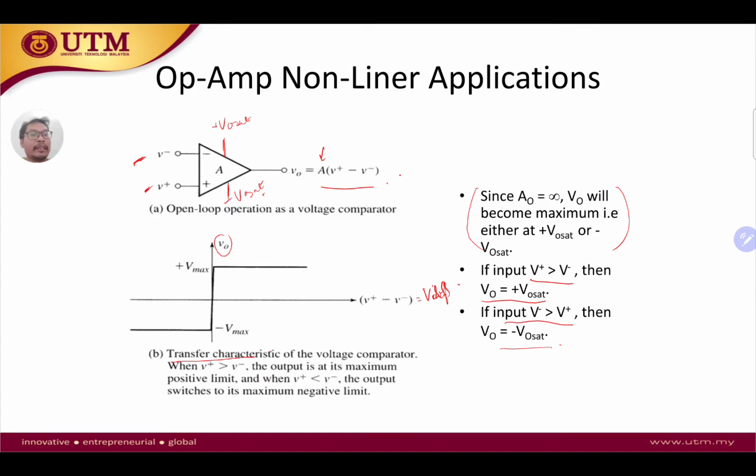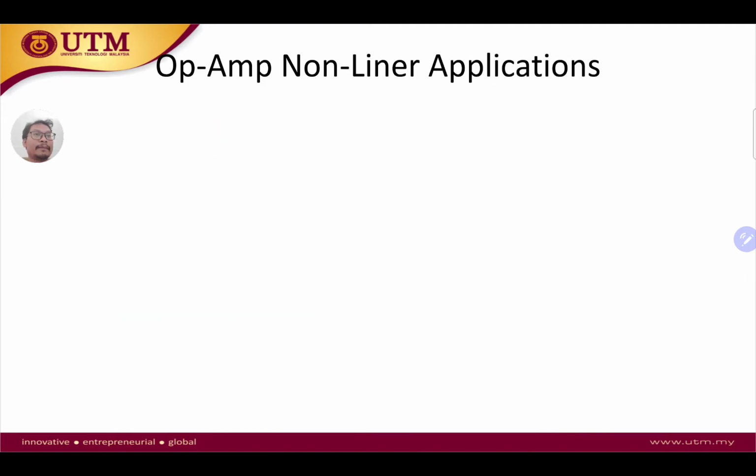Looking at this graph, the transfer characteristics of the voltage comparator, we can see that if Vin, so V+ minus V-, is greater than 0, then we can simply say that our Vout is equal to Vmax, where V+ is greater than V-. So if V+ is greater than V-, then our Vout is Vmax. And on the other hand, if V+ is less than V-, then Vout is negative Vmax.